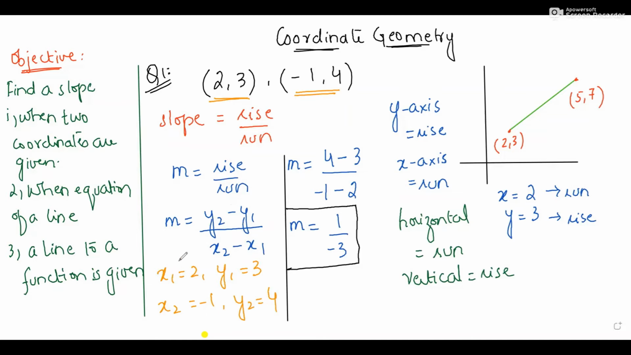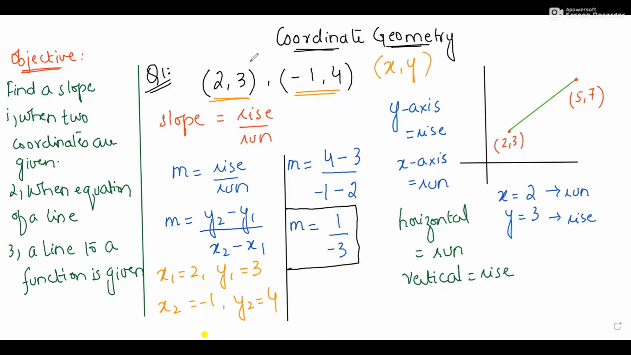So you have to finalize the values of x1, y1, x2, y2. It doesn't matter whether you take the values of x1 and y1 from the first coordinate. You can also take the values of x1 and y1 from the second coordinate, but you have to make sure that a particular coordinate provides the values of x and y together.